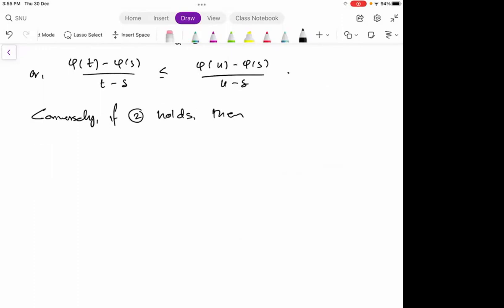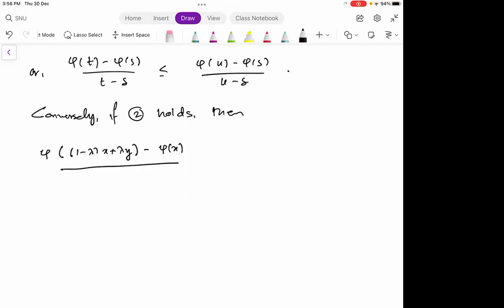That means I have to follow the definition. I have to show phi of (1 minus lambda) x plus lambda y is less than or equal to (1 minus lambda) phi x plus lambda phi y. So I shall take t to be (1 minus lambda) x plus lambda y, s to be x. Remember the order, s less than t less than u. So x is less than (1 minus lambda) x plus lambda y, which is less than y. X and y are the two endpoints, and the convex combination is something in the middle.